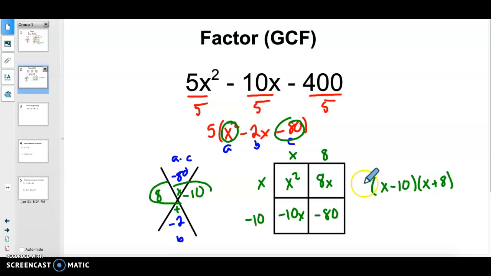And then on the outside, still needs to go that GCF that we took out earlier. So the 5 goes on the outside. So that is how to factor when you have a GCF.